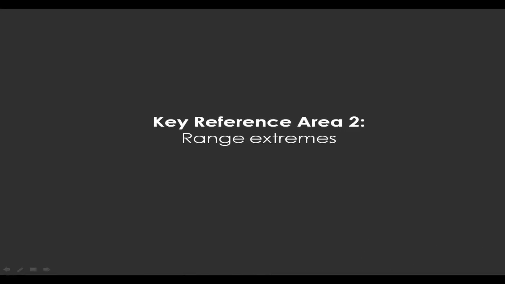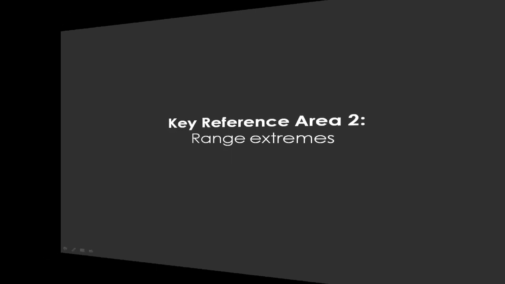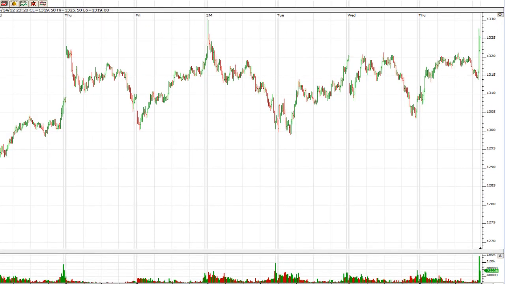Alright, so now let's get to key reference area number 2, which is range extremes. Now this key reference area is very similar to what we were talking about with tails, but it's a more specific example of it. And it happens with specific regard to references in time and also a compounding of several tails. So let's actually take a look at it on the price charts and see what it means. So range extremes are the edges of identifiable areas.